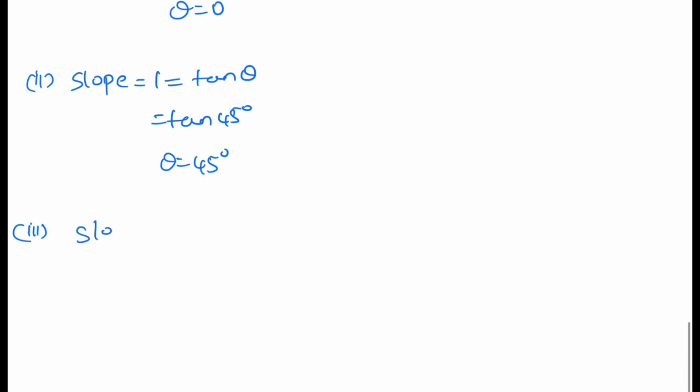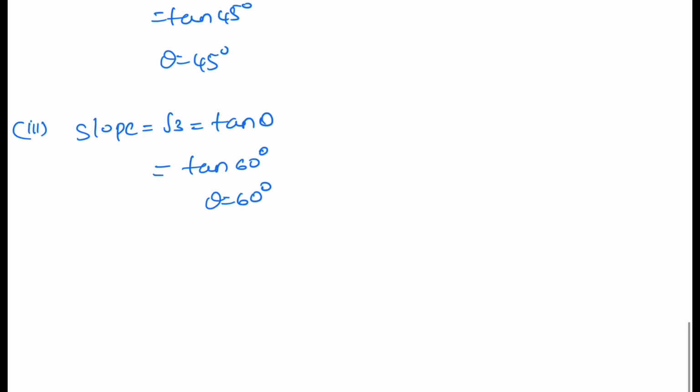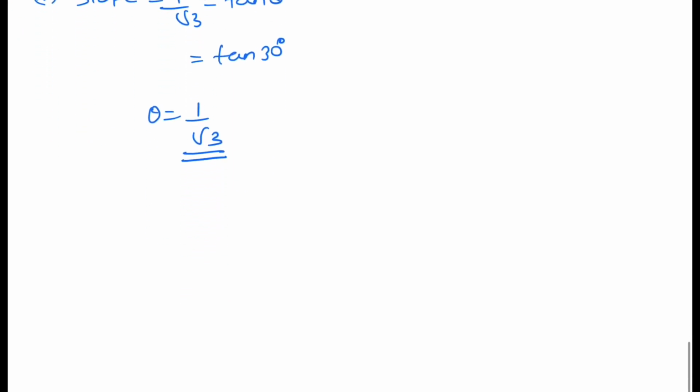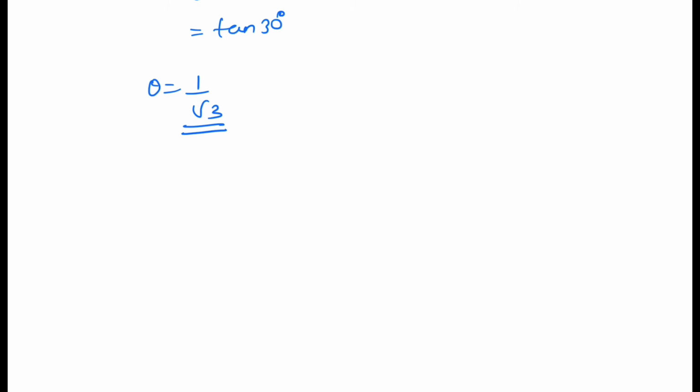Third one, slope is equal to root 3, that is equal to tan theta, tan 60 degrees, theta is equal to 60 degrees. Fourth one, slope is equal to 1 by root 3, that is equal to tan theta equal to tan 30. So theta is equal to 30 degrees. Now coming to the fifth main, write the slope of the line; you can do it yourself.